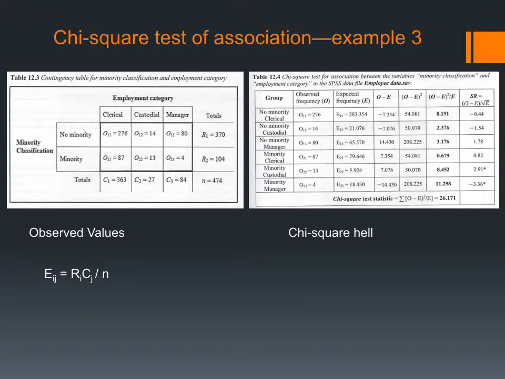Well, the expected value is going to be the appropriate row times the appropriate column, divided by the total sample size. And I'll show you how we calculate those values in the subsequent slides. But notice, once you calculate your expected value, it's rather easy. Once you get your expected frequency, it's just the observed minus the expected value, square it, divide by what's expected. So that's where those values are coming from.